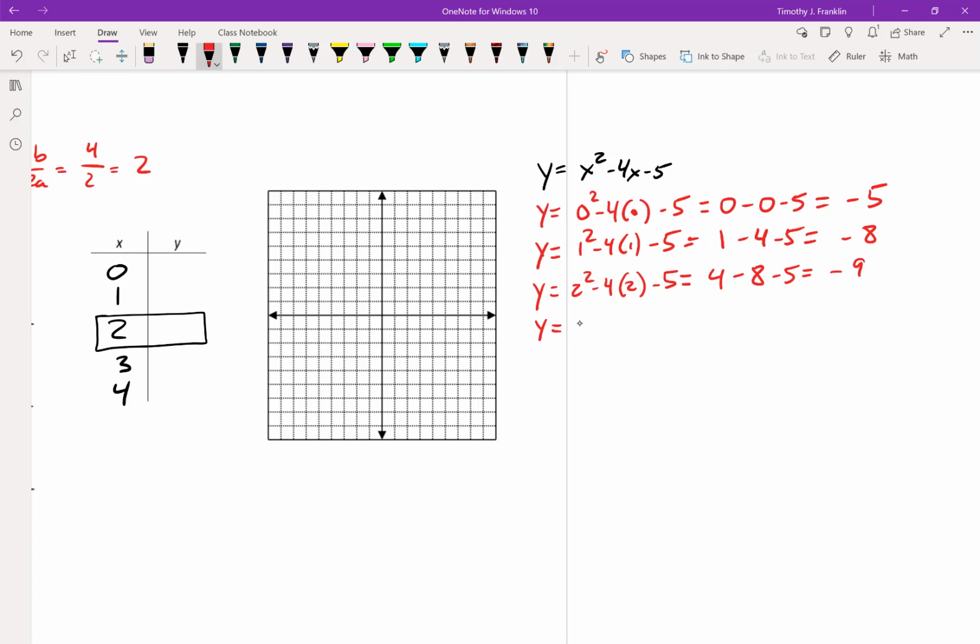But let's double check. 3 squared minus 4 times 3 minus 5. 3 squared is 9. Minus 12 minus 5. We do get negative 8 there. Then we're going to put in 4. So that's 16 minus 16 minus 5. We get 0 minus 5, which is negative 5. Okay, that looks nice. We have a nice symmetrical list.